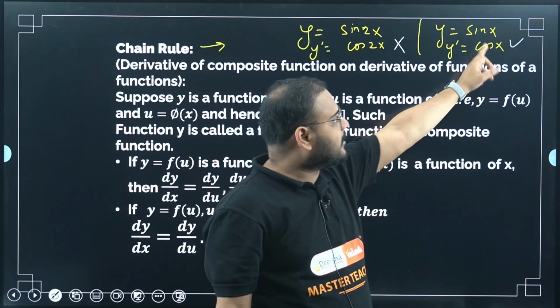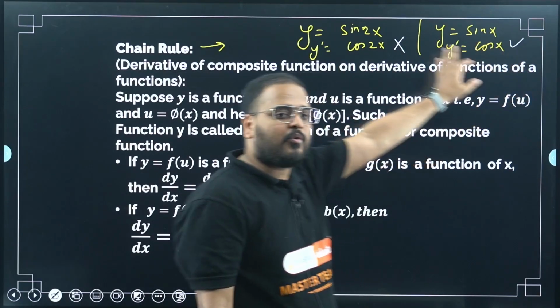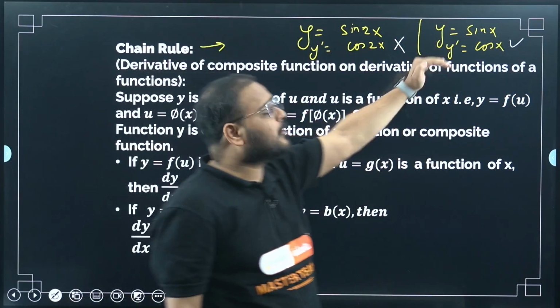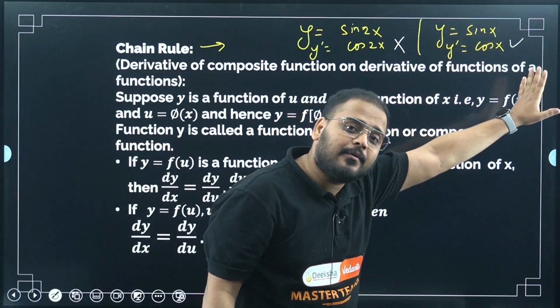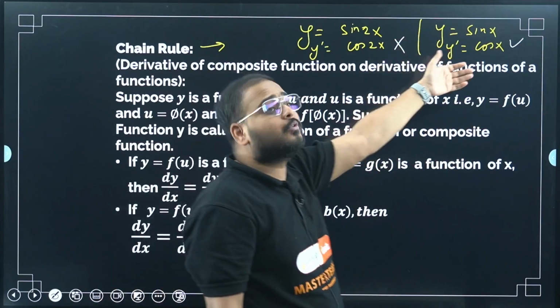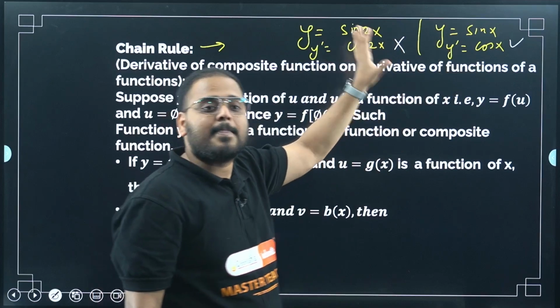Because automatically over here the chain rule is applied, but over here we would have to apply the chain rule. Here we don't need to apply it because it is automatically applied. Even without knowing it, you have applied the chain rule, but in this case you have not. Okay, we'll see what it is.